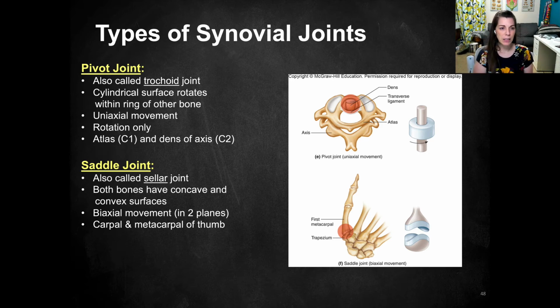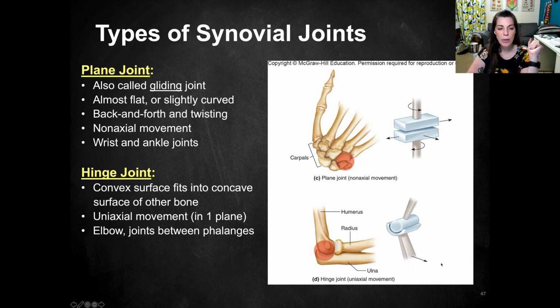The last one, is it the last one? Yeah, the last one is a saddle joint. Saddle joint is right here. And it is the bones, both bones have concave and convex surfaces. So see here, it looks like this, right? And so it allows uniaxial movement in one plane. And it does this. Oh wait, sorry.